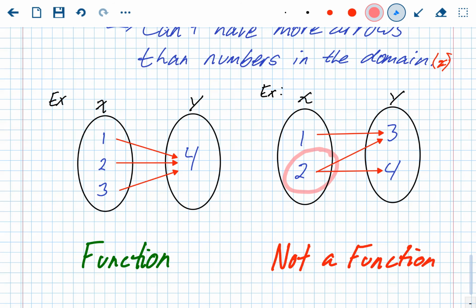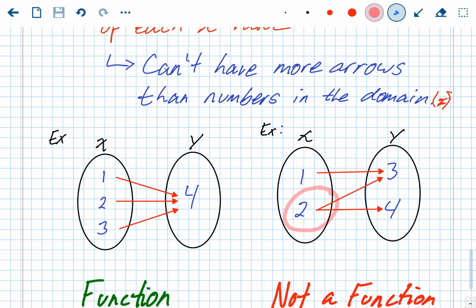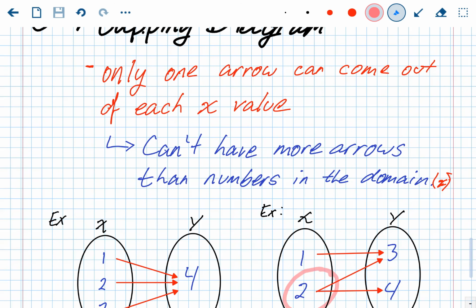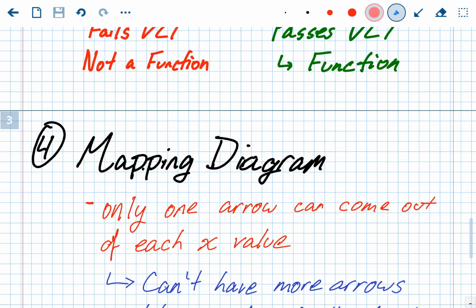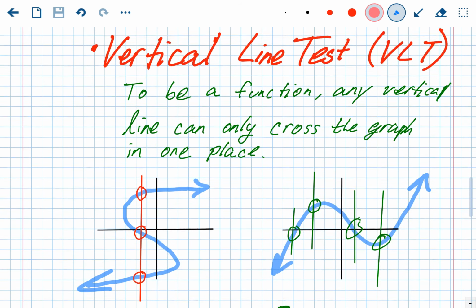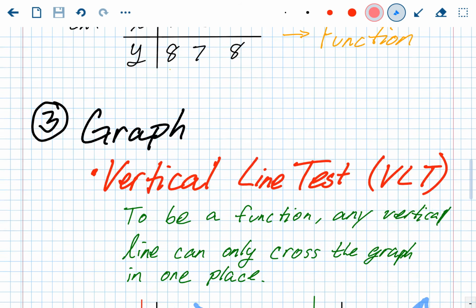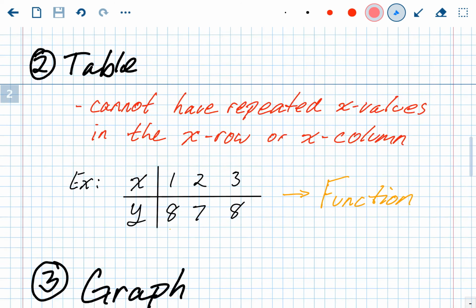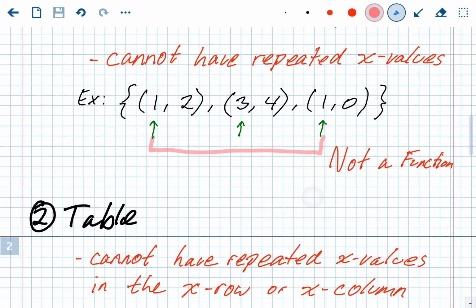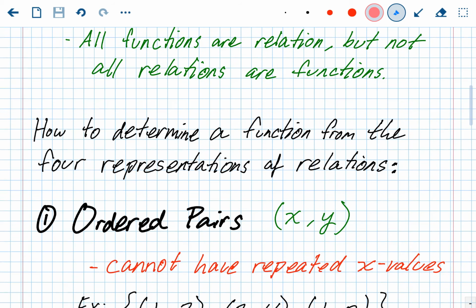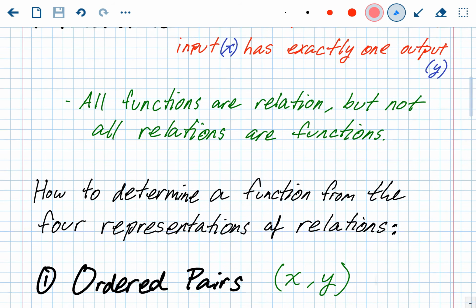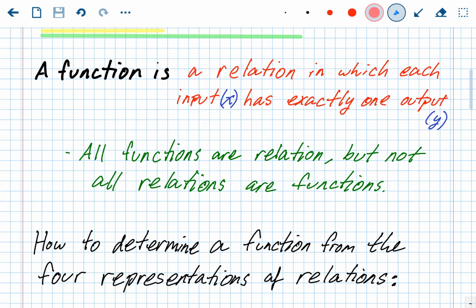I'm going to pull up some more problems here in a second, and we'll look at those examples too real quick. But before that, a quick recap. Mapping diagrams: 1 arrow coming out of each X value. Graphs: has to pass the vertical line test, meaning any vertical line can only touch the graph in one place. And then tables and ordered pairs, you cannot have repeated x values. Okay? That's for those to be a function. And again, a function is a relation in which each x value has exactly one y value. Each input has exactly one output.